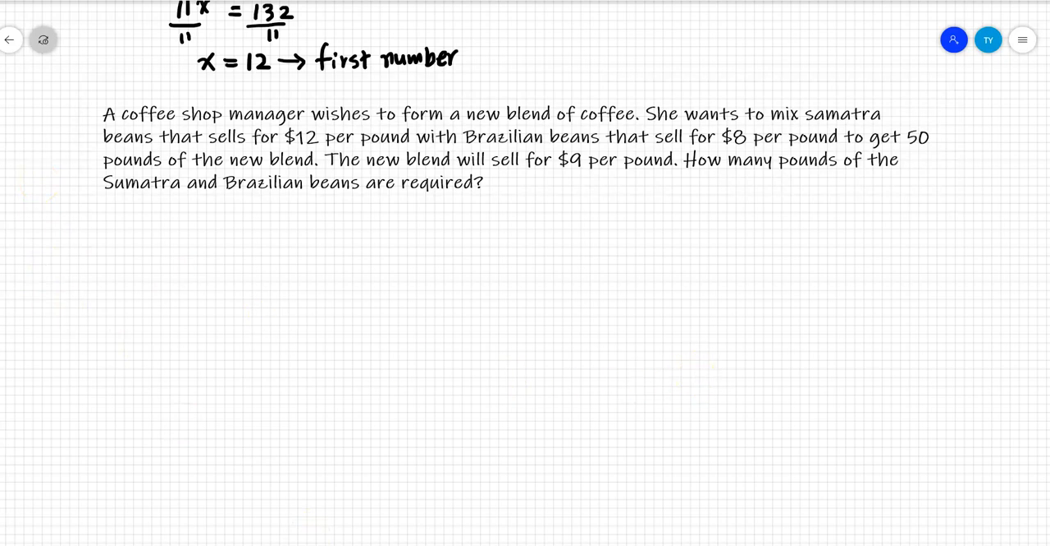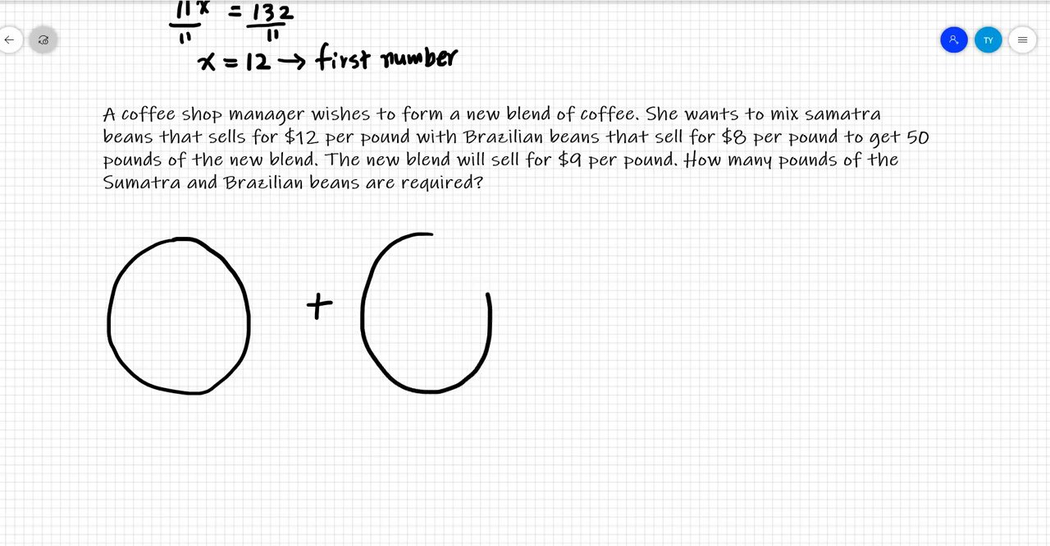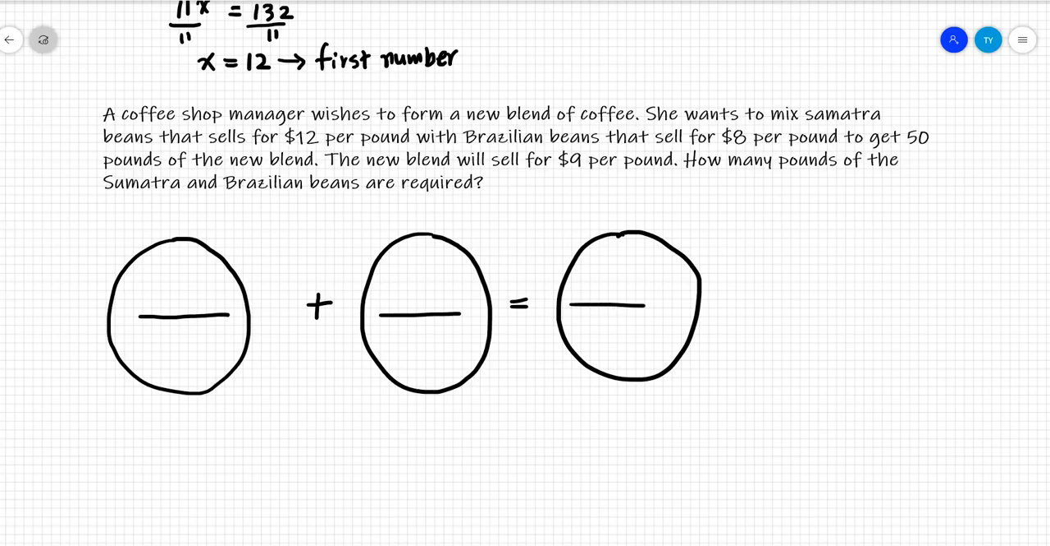Okay, so let me just draw the circle over here. Better. And the plus, okay, equals to, alright. So here's what we're going to do now, okay? So we know the quantities and some of the information that we got. We know the quantity and the price.